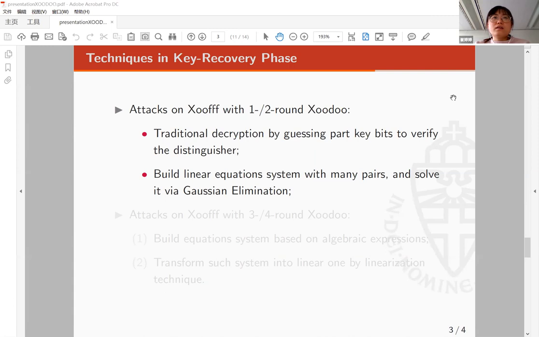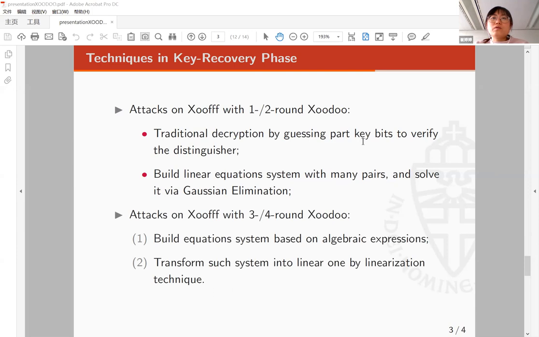The second technique is to build a linear equation from each output pair. As a result, we can use many pairs to build a linear equation system, and solve it by Gaussian elimination. Similarly, in the attacks on ZOOF with three or four rounds, we can also build an equation system based on algebraic expressions. However, in this system the degree is larger than two, so it is hard to solve. To overcome this problem, we transform such a system into a linear one by adding new variables to replace the monomials with degree larger than one. This is also called the linearization technique.